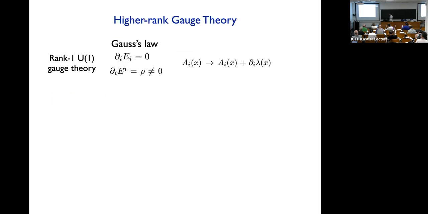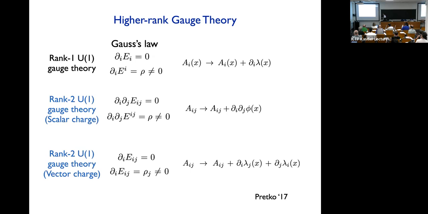Great. Okay, so let's talk about this higher rank gauge theory. This is nothing but the generalization of the electromagnetic theory that we already know. So the usual gauge theory, or electromagnetism, is just a rank one U(1) gauge theory. What that literally means is that your electric field is a vector. Whenever we have a Gauss law, if you violate the Gauss law, then you have a Poisson's equation. And there is a corresponding gauge transformation.